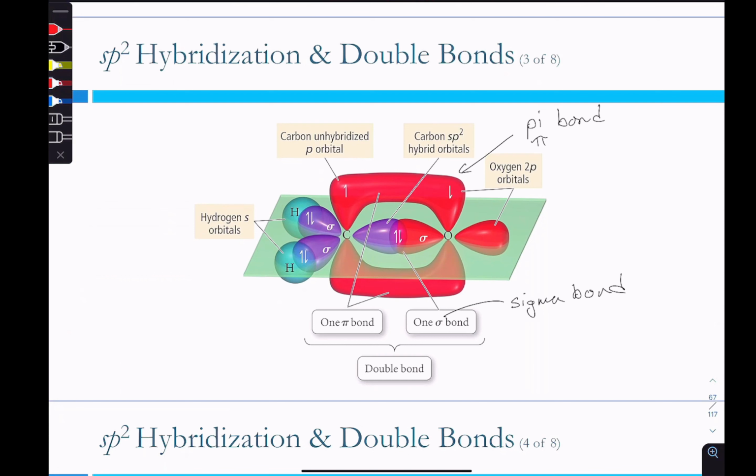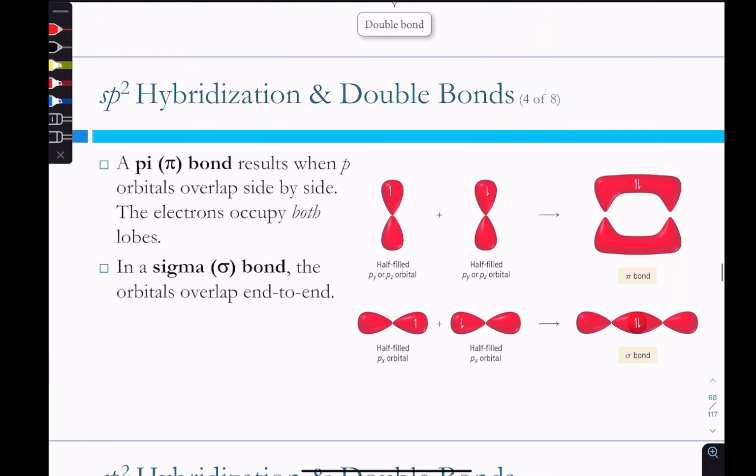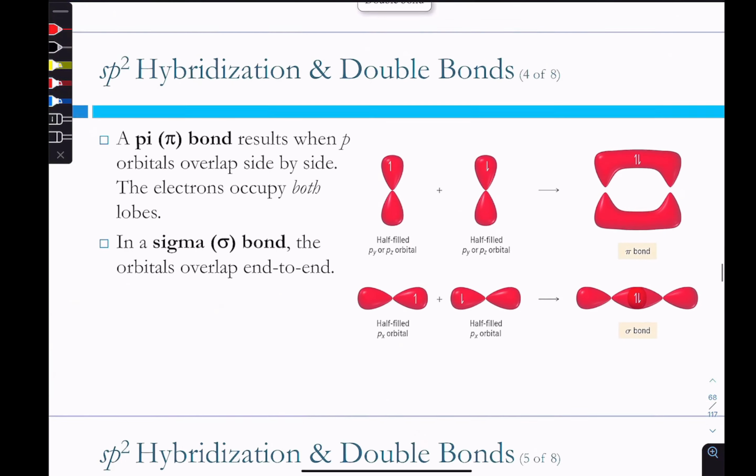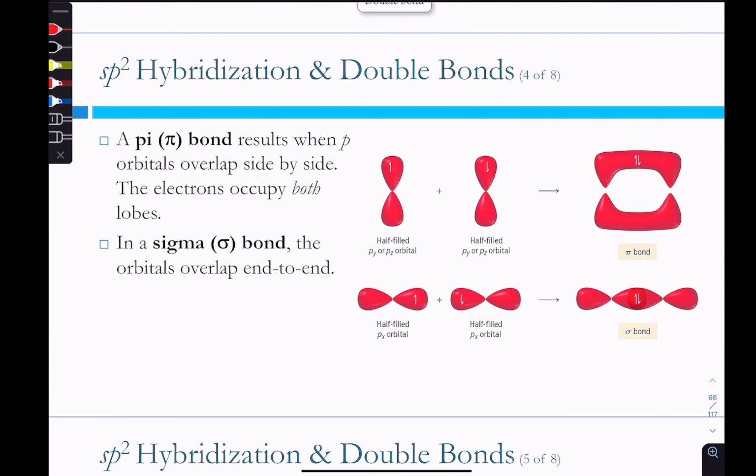Now those pi bonds, because they're off axis like this, and even when we draw them out as cartoons like this, they look really stretched out. They are weaker than the sigma bonds. So sigma bonds are head on, pi bonds are just adjacent. Yeah, I'll get to it in a second. So the half-filled py or pz, it could be either, forms our pi bond, whichever one is left over. Doesn't really matter. The sigma bonds are all overlapping end to end.